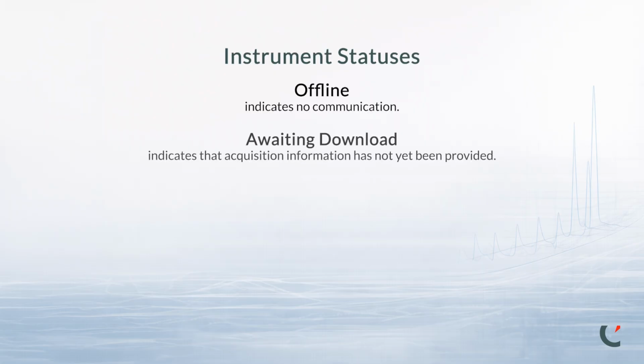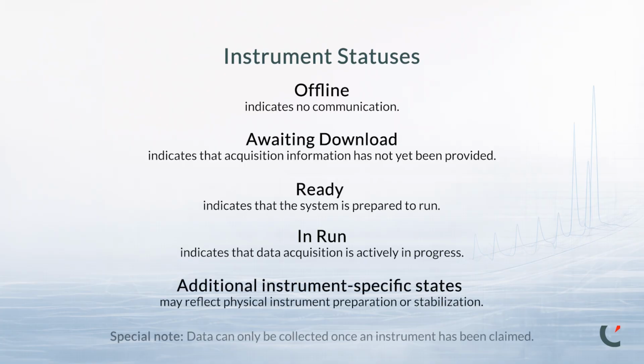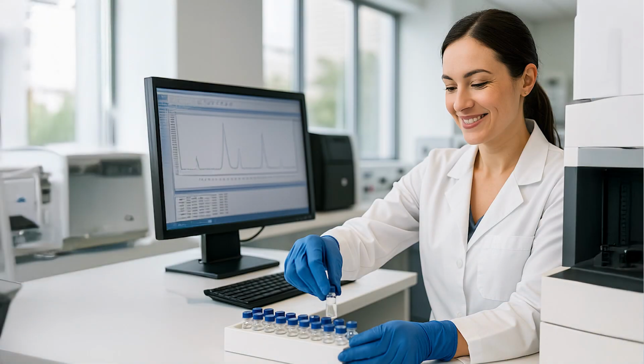In the previous lessons, we introduced the system architecture and explored instrument status states such as awaiting download, ready, in run, and post run. In this video, we move from theory to practice. We will perform a controlled verification run using the A-test method to confirm that the system, the service, and the instrument are functioning correctly as a complete acquisition environment.